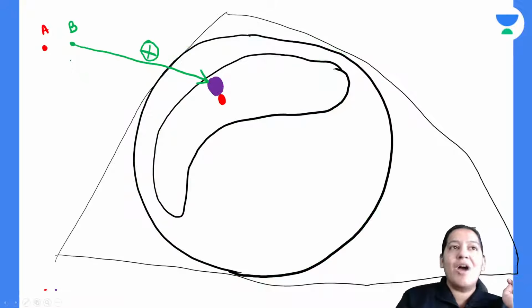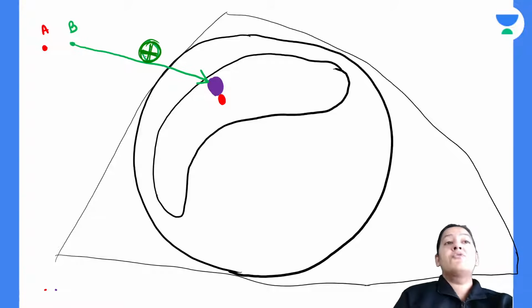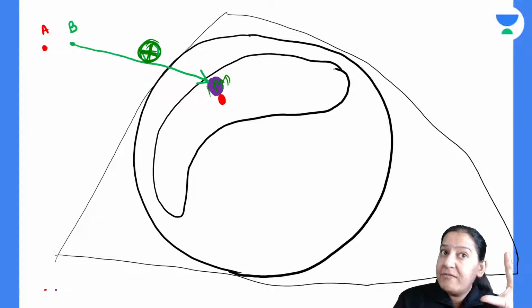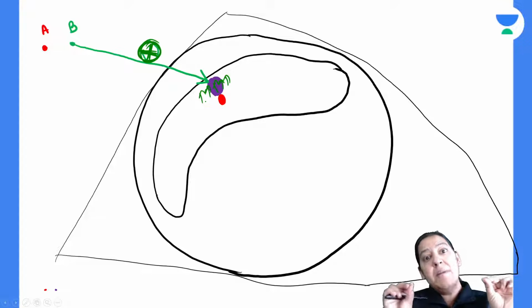Now this time, drug B is an enzyme inducer. It is not an inhibitor. It is an enzyme inducer. What is drug B? You tell me. Drug B is an enzyme inducer. What do you mean by inducer? It will increase the activity of the enzyme, not inhibit. It will increase. The enzyme will become hyperactive.